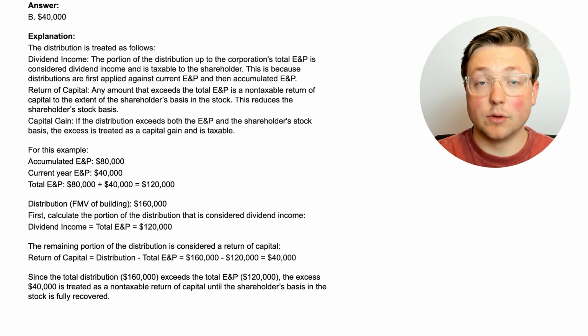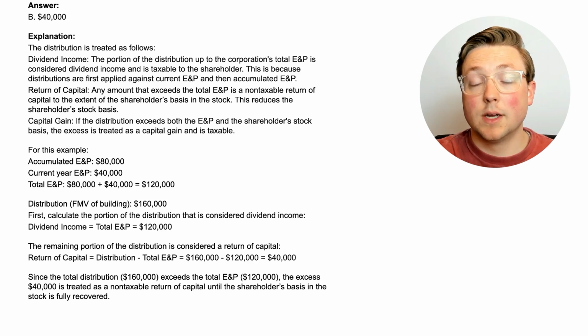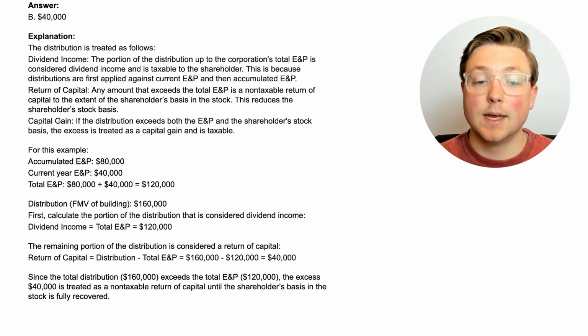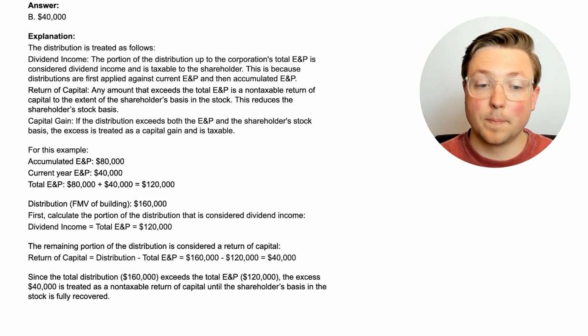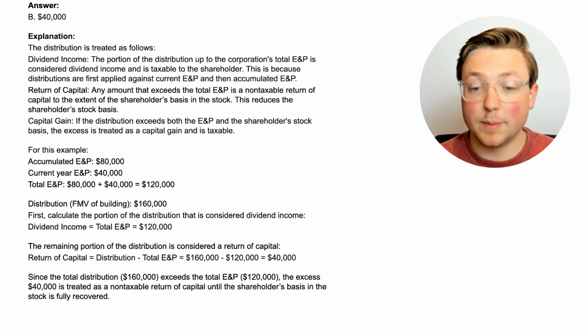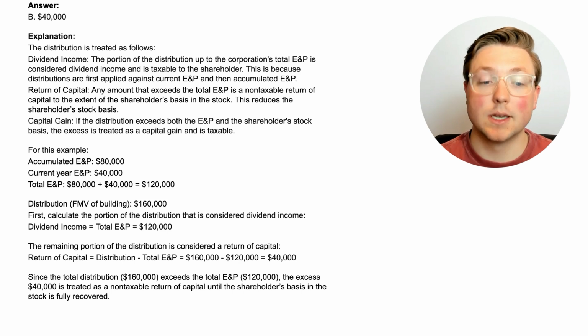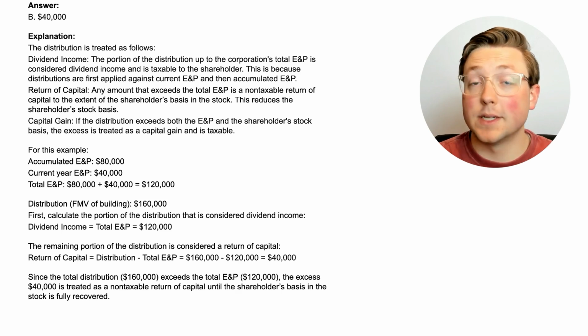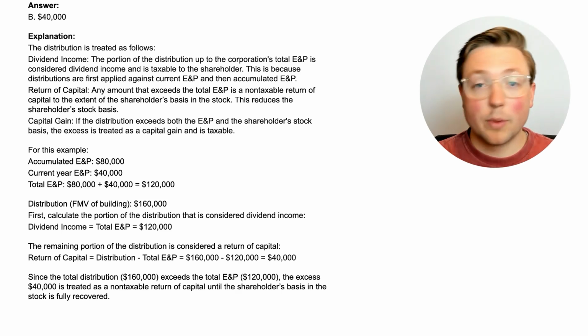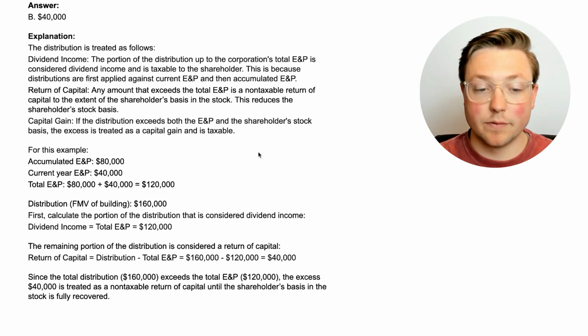And this is what we're going to be dealing with in this question. If the distribution fair market value is greater than the total E&P, then the amount that exceeds the total E&P is considered a return of capital, and this is non-taxable. However, this last part, if the distribution exceeds both the E&P and the shareholder stock basis, then the excess is treated as a capital gain and is taxable, or basically a recognized gain. So now that we've learned about all that, let's do the calculation for this question.